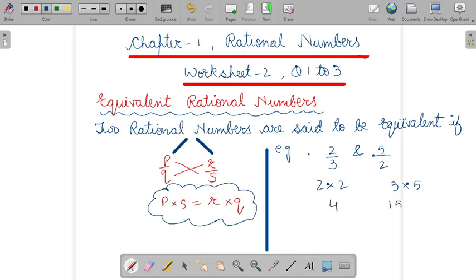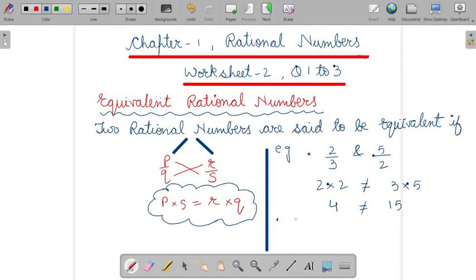So what do you observe here? These two are not equal. So it means that 2 by 3 and 5 by 2 rational numbers are not equivalent. Let's take one more example to understand it properly.